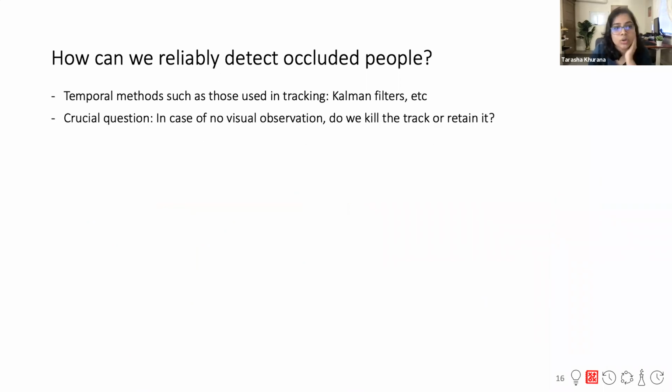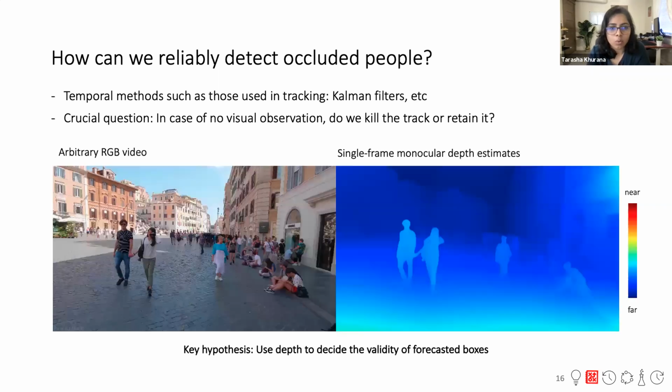And we basically want to answer this crucial question: in case of no visual observation, should we kill the object's track if it is not visible to us? Or do we keep forecasting because this could be an occluded person? So the main proposed hypothesis of our work is that one should use depth to answer this question and decide whether a person is occluded or not.